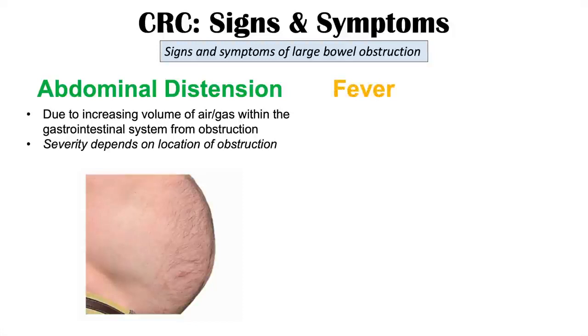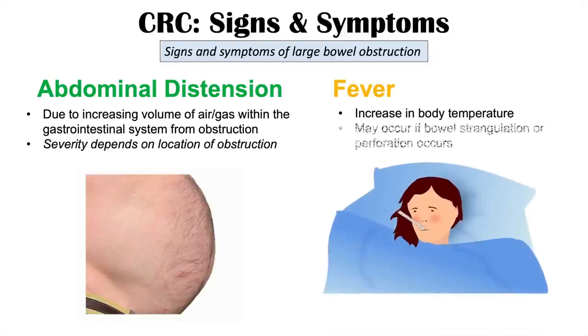Some patients may also experience a fever, so an increase in body temperature. This may occur if there is bowel strangulation or if a perforation occurs. If there is a complete obstruction and air and gas and stool contents begin to build up within the gastrointestinal system, the bowels may begin to dilate and perforation may occur. And this is going to lead to gastrointestinal or colonic bacteria escaping and getting into the surrounding areas, into the peritoneum. This is going to cause an infection and a fever in some patients.